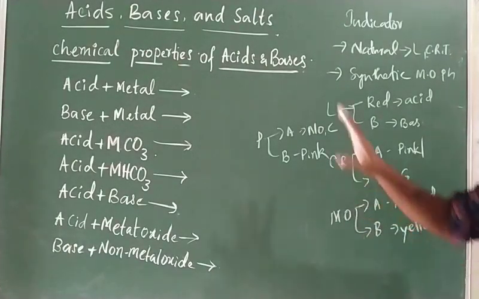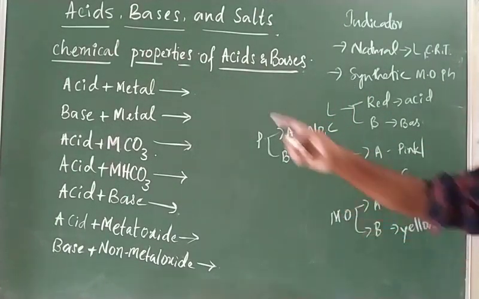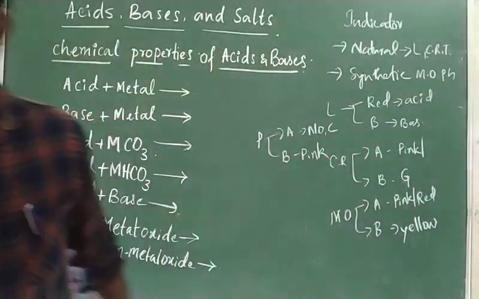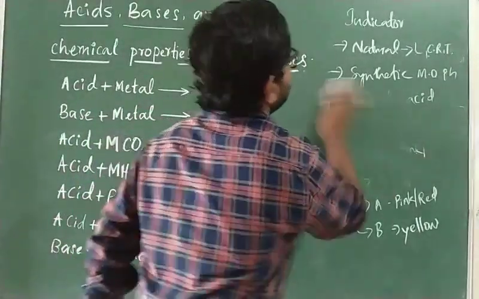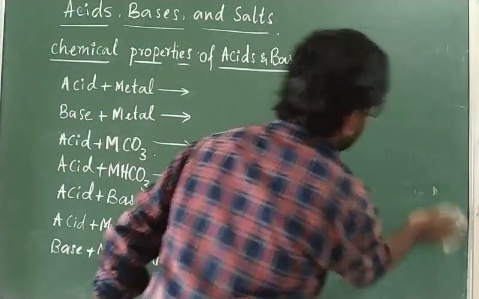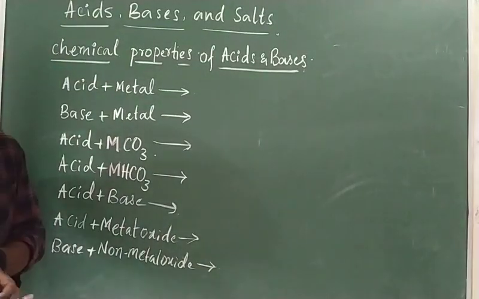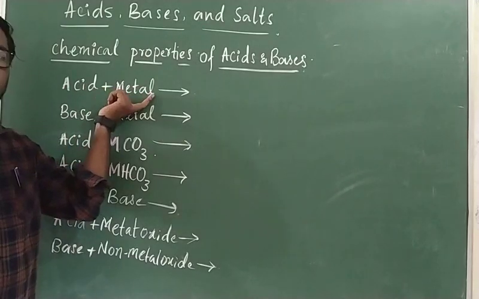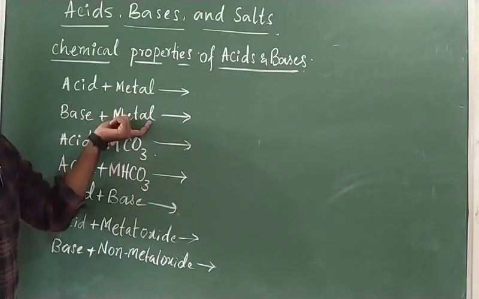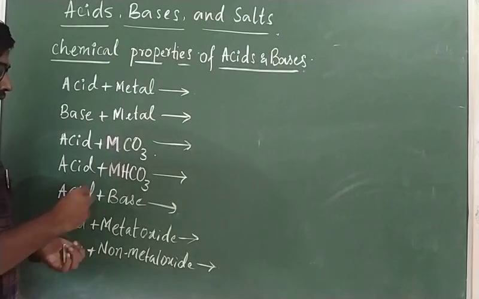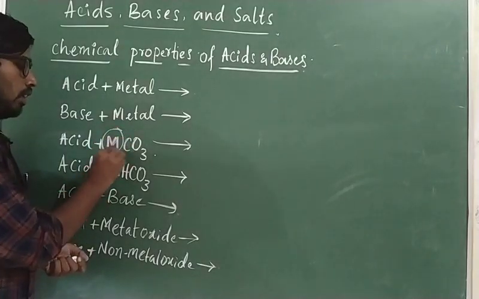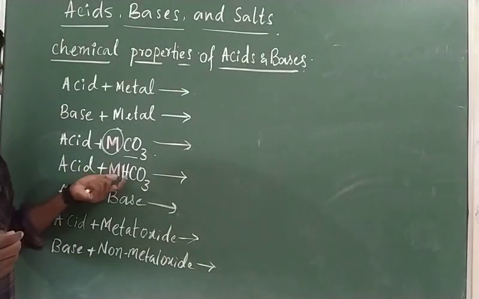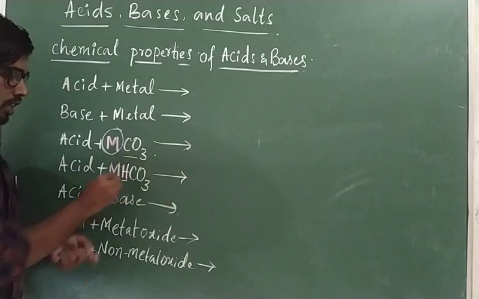Okay, so today we are going to deal with the chemical properties of acids and bases, the continuation part. In this video we are going to discuss what is produced when an acid reacts with a metal. Similarly, bases with a metal, and acid with a metal carbonate. Here M means a metal, and CO3 is carbonate. Then acid plus metal hydrogen carbonate, that is, bicarbonate.